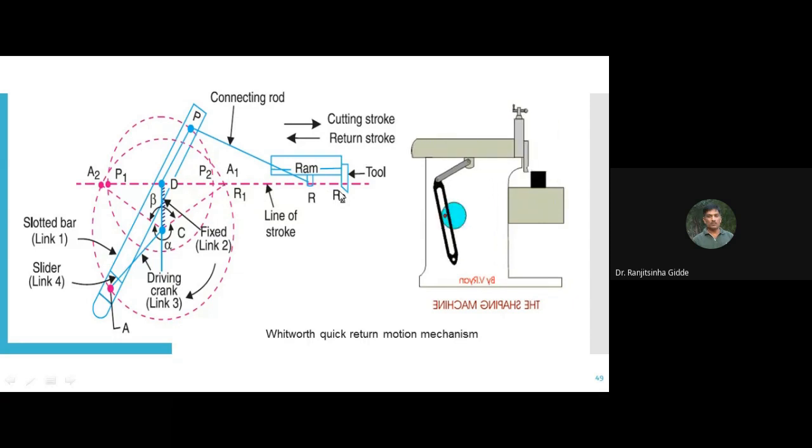Did you get it? So the cutting stroke will have more angle as compared to the return stroke. So that's why it is called a Whitworth's quick return mechanism. So for cutting it takes more time, and it will return to its original position by taking less time. So that's why it is called a Whitworth's quick return mechanism.